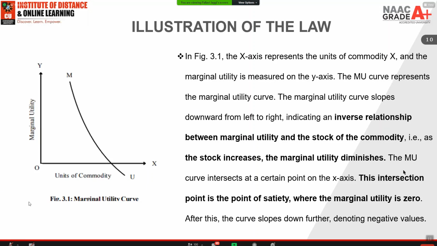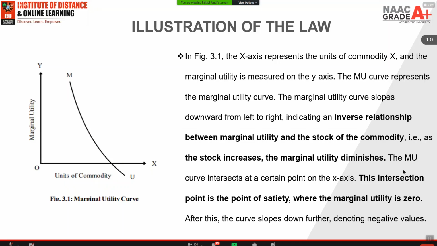So you can see in this diagram that the x-axis represents the units of commodity x, and the marginal utility is derived on the y-axis. So the law of diminishing marginal utility always talks about the commodity and the marginal utility. So this curve MU shows us what? The marginal utility curve. This curve slopes downward from left to right, showing that there is an inverse relationship between marginal utility and the stock.